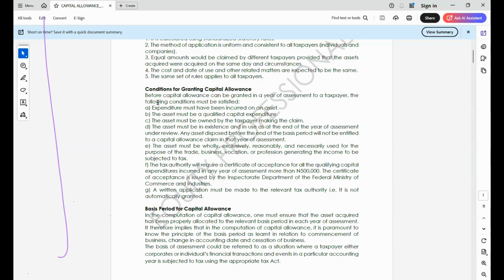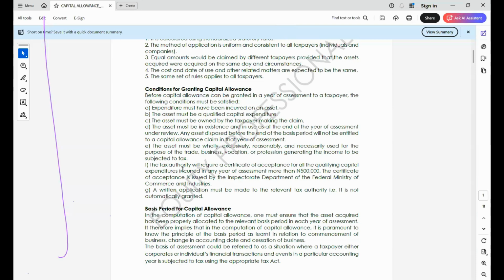So the only time you can claim it where you are not yet the owner is when it is acquired under a hire purchase agreement. Because under a hire purchase agreement, you are still going to be the owner of that asset at the end of the useful life. So you still have the privilege to claim under the hire purchase. So that is that.